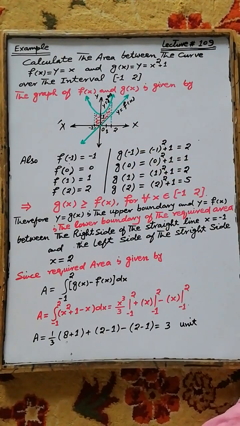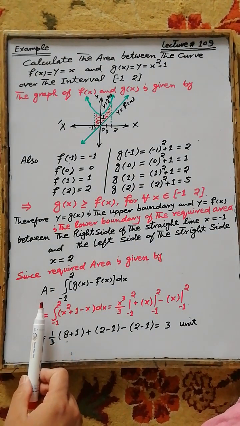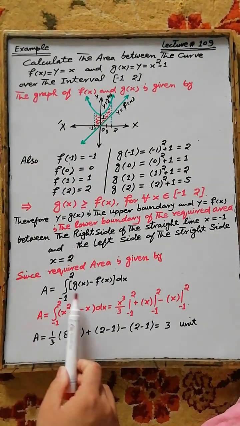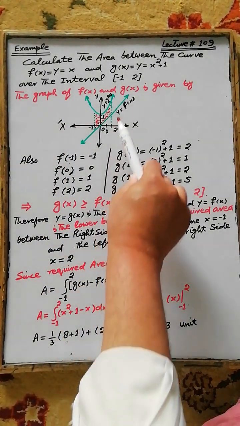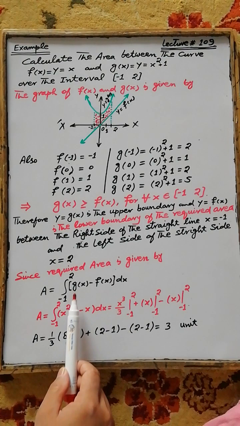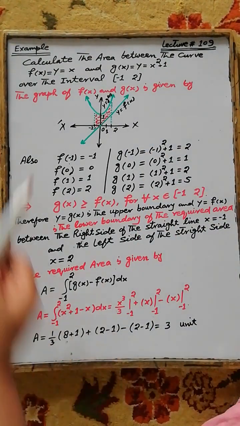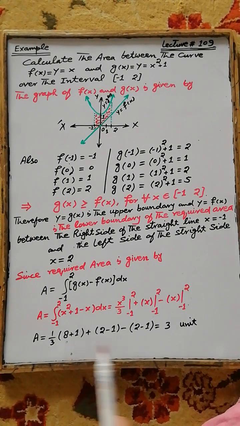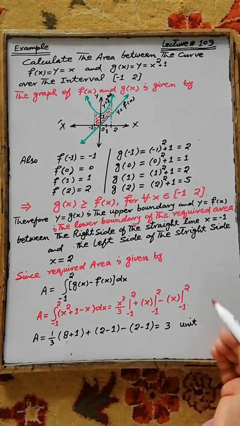This is the required area, and the formula for this required area is the integral from -1 to 2 of the upper boundary g(x) minus the lower boundary f(x) dx, where g(x) is equal to x² + 1 minus f(x) which is equal to x. After the simplification, the required area is 3 unit squared.